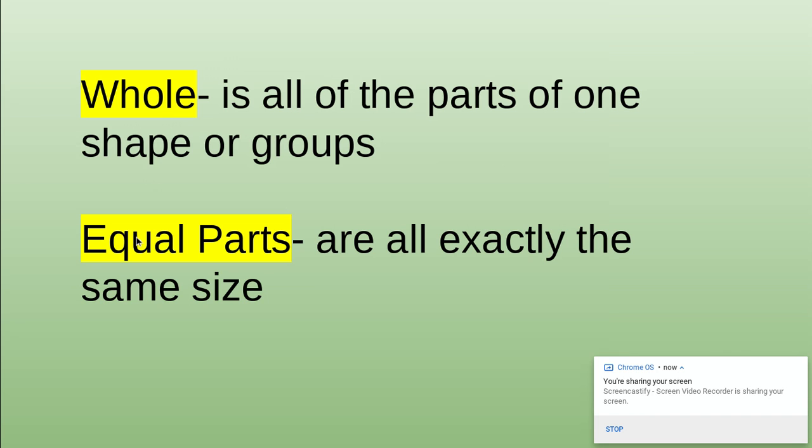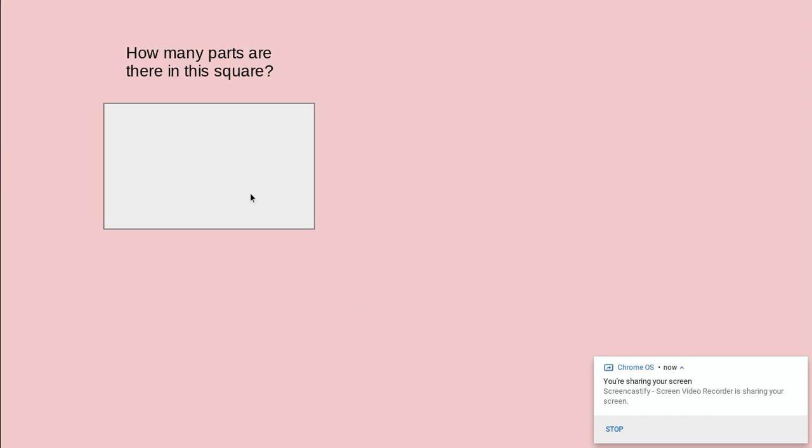Equal parts are all exactly the same size. So going back to that pizza again, hopefully anyway, when your pizza is cut up into 8 slices, each slice is about the same size or is exactly the same size. That's your goal. So let's take a look at what we have.